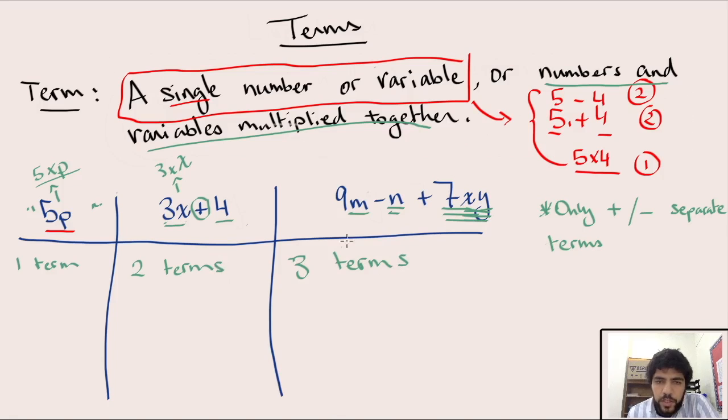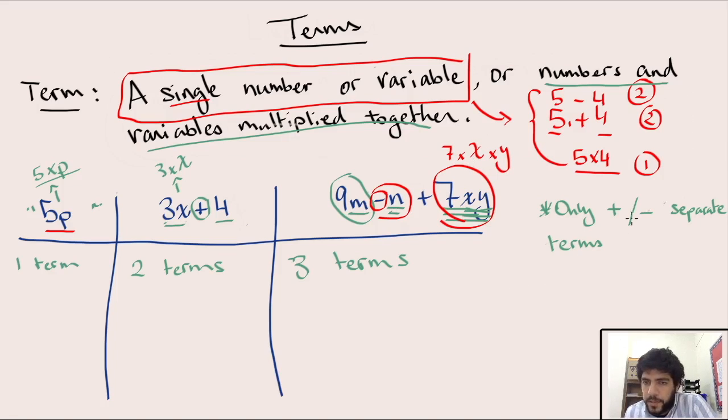Okay? So there are 3 different terms in this case. So 9m, this is 1 term. And then we see a subtraction sign. So right away we know that this is a different term. Then we have n, or negative n, that's a whole term. And then we have 7xy. Even though it has 2 variables, this is just 7 times x times y. So they're all being multiplied together. It doesn't matter, they're still 1 term. Okay?